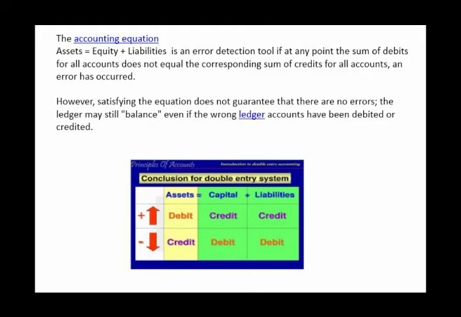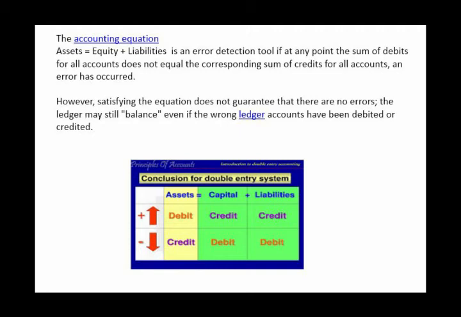The accounting equation, assets equal to liabilities plus equity, is an error deduction tool. If at any point the sum of debits of all the accounts does not equal the corresponding sum of credits of all the accounts, an error has occurred. However, balancing the equation does not guarantee that there are no errors. The ledger may still balance even if the wrong ledger account has been debited or credited.